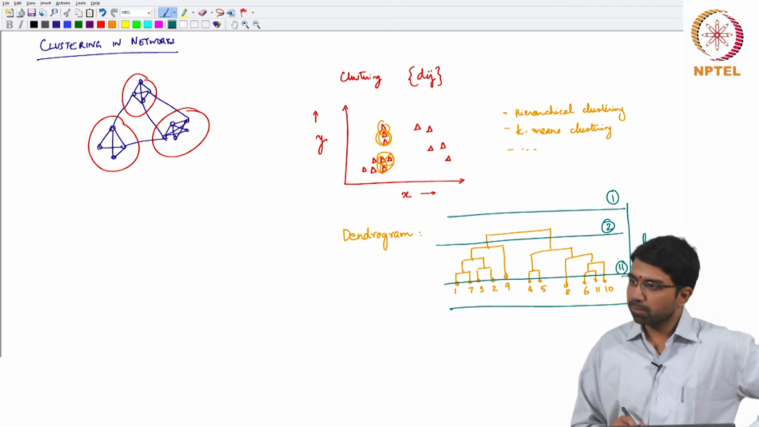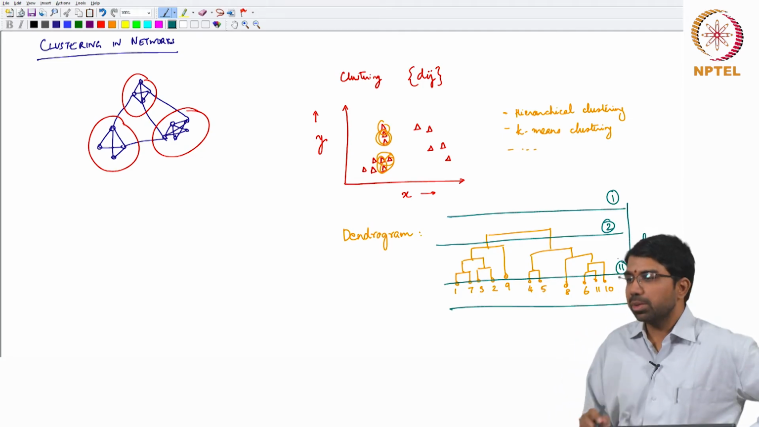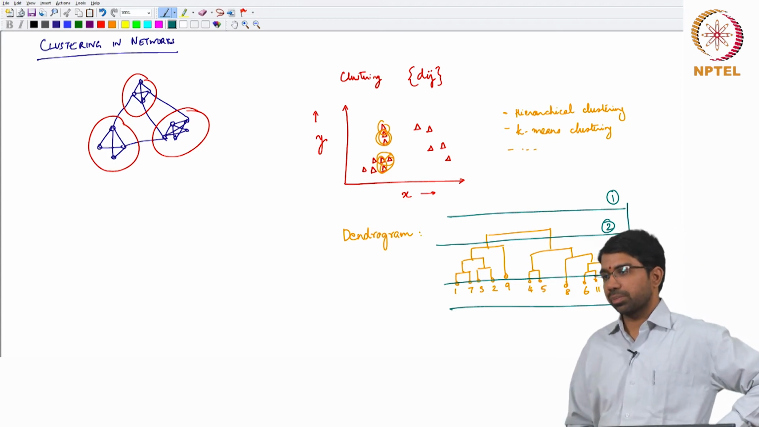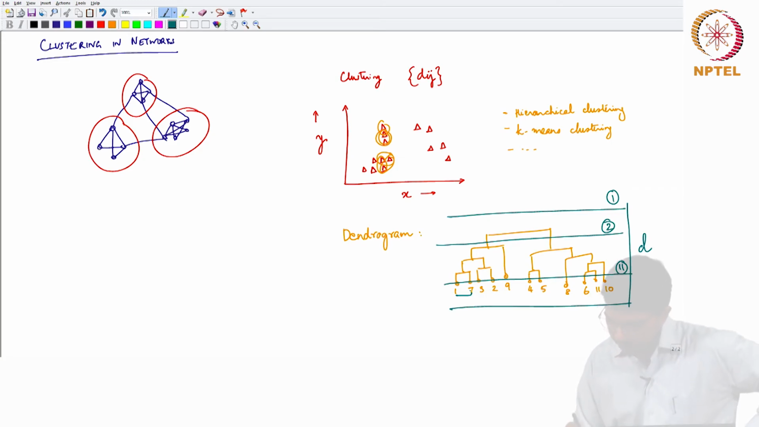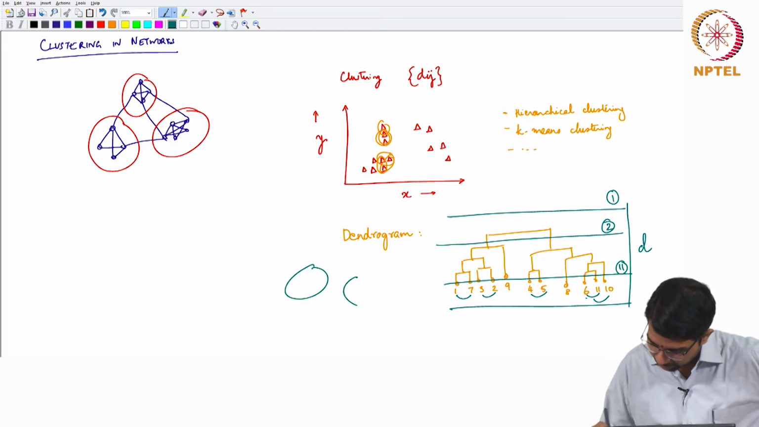How is the dendrogram built? The dendrogram is built by using distances. You first join the 2 nodes that are closest to each other. In this example it looks like 1 and 7 were very close to each other, as were 6 and 11, as were 4 and 5 or 2 and 3. The next closest was perhaps this cluster and 10. So, let us just look at this example.